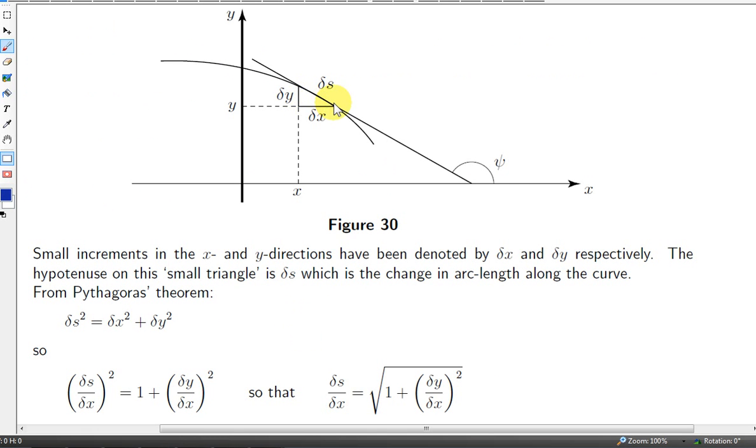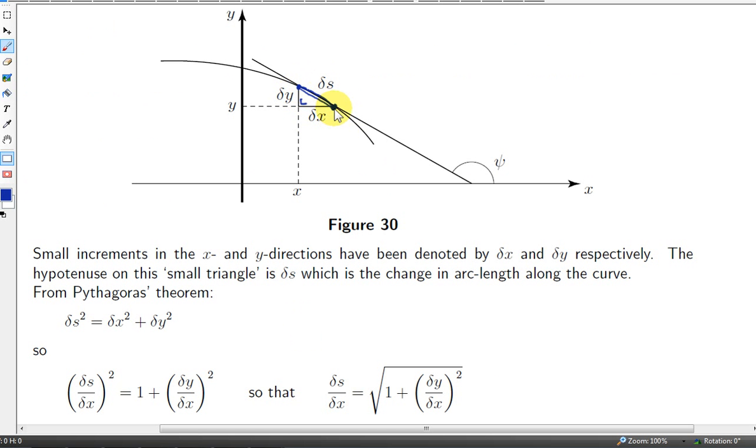Now before we get limits, let's look at delta x and delta y. In the limit these will become dx and dy. So delta s is a small increment of distance along the curve. If delta s is small enough, then that distance along the curve delta s can be approximated by the straight line distance between the endpoints of the arc.